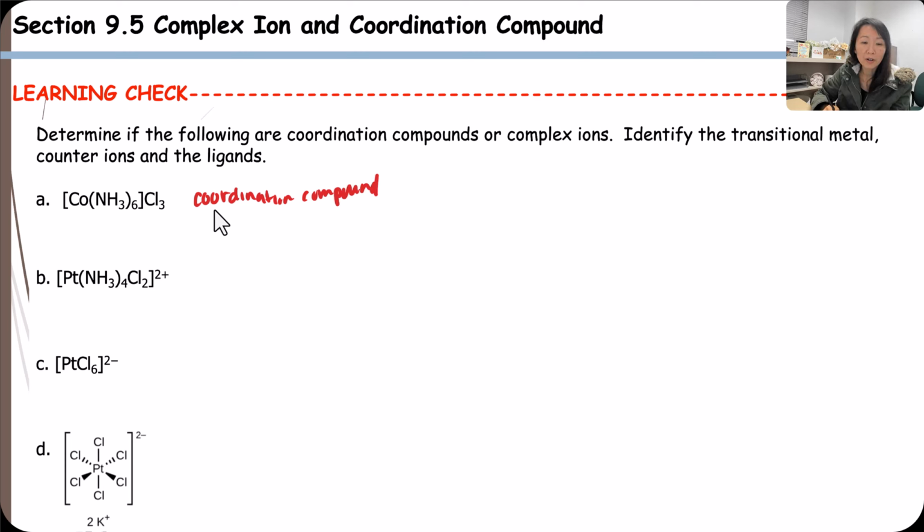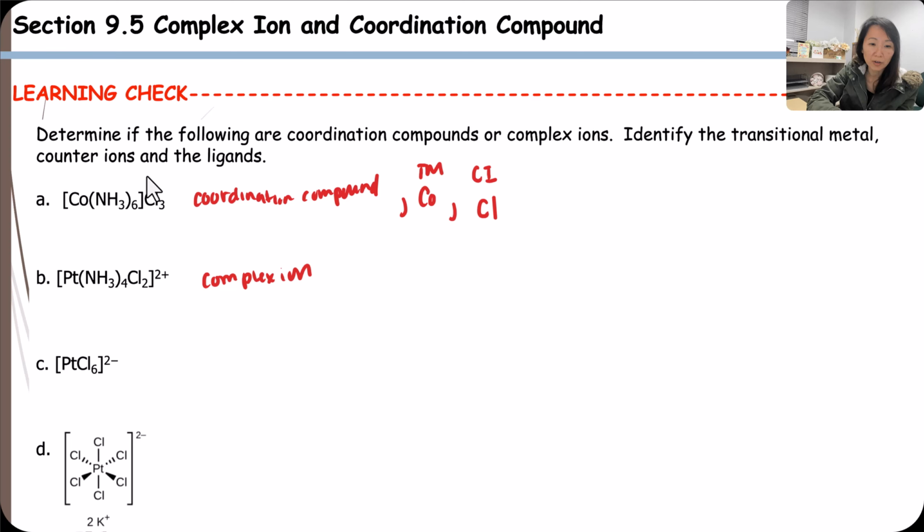The next one over is charged, has a bracket and 2 plus, so this is a complex ion. Let's identify the transition metal here, which is just cobalt. That's a transition metal. What about the counter ion? There is chlorine, right? That's your chlorine right here, and there's 3 right there, should be Cl minus.